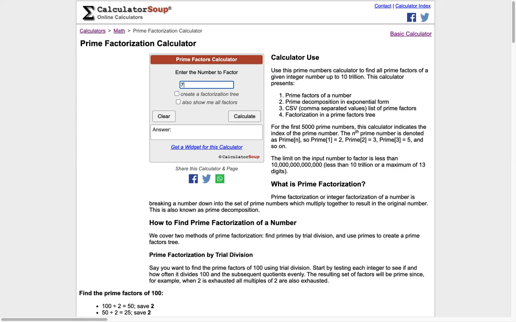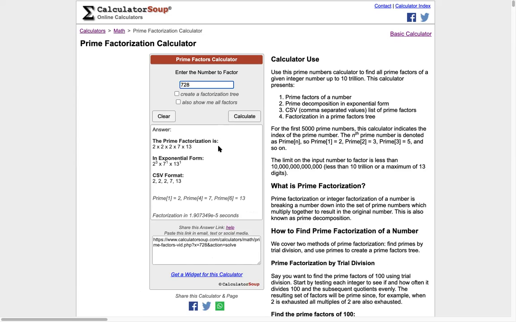We want to take the number 728 and break it down into all of its prime factors. Here you see the result is 2 times 2 times 2 times 7 times 13. So if you multiply all these numbers together, you will get the result of 728.